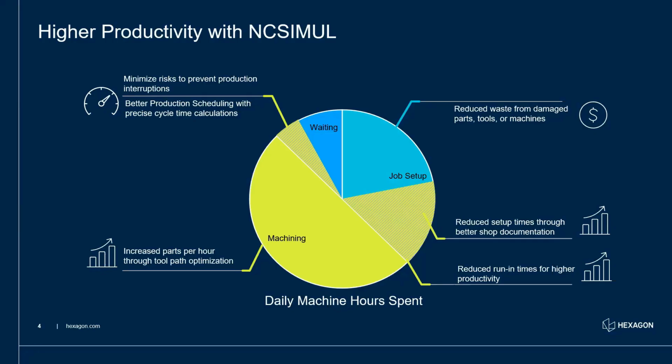You can reduce setup times through better shop documentation, and you can also reduce run-in times for higher productivity. Basically, this software helps safeguard your machine and reduce your setup time. If there is any new part to prove, you can reduce the part prove time as well, and you can also reduce the cycle time. These are the major things to focus on for why we need NC Simul.